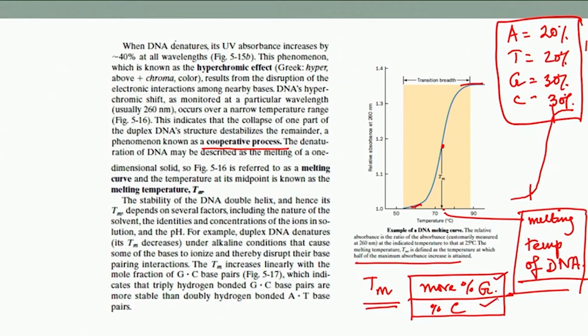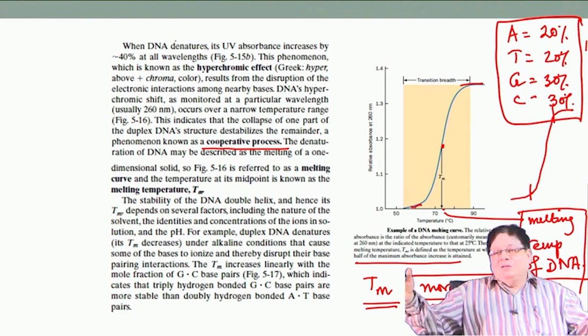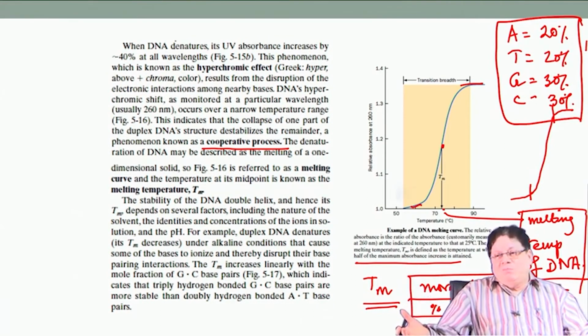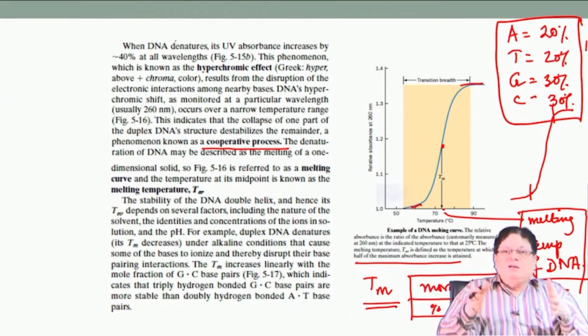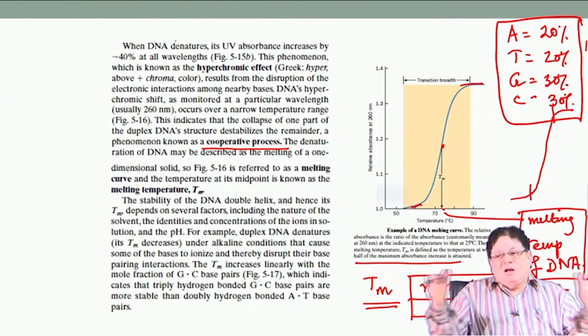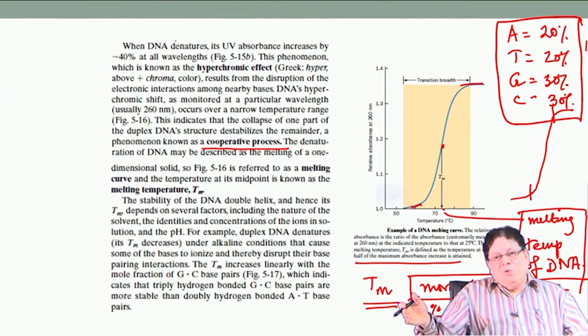The other is that Tm depends on the length of the DNA. The greater the length of the DNA, the more number of hydrogen bonds you have, so that means you require more energy to separate that into single strands. So, if it is a shorter DNA, the Tm will be less. If it is a larger DNA, Tm will be more.